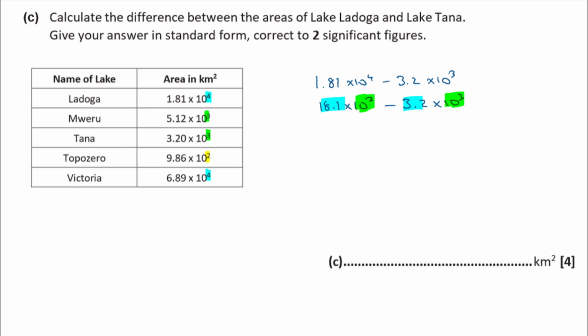Well, 18 take away 3 is 15, and 0.1 take away 0.2 is going to be 14.9, isn't it? So that's equal to 14.9 times 10 to the 3. Okay. Now I'm going to take the 10 back out of the 14 and put it back in with the 10 to the 3. So that's going to be 1.49 times 10 to the 4. The final answer does ask for two significant figures though, so I'm going to round this off and say that is 1.5 times 10 to the 4 as the final answer.